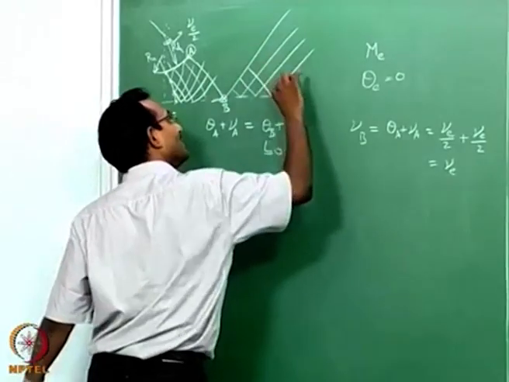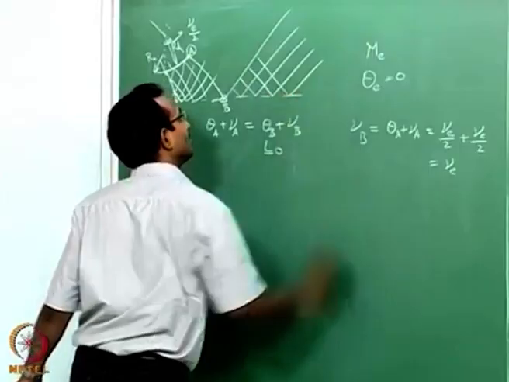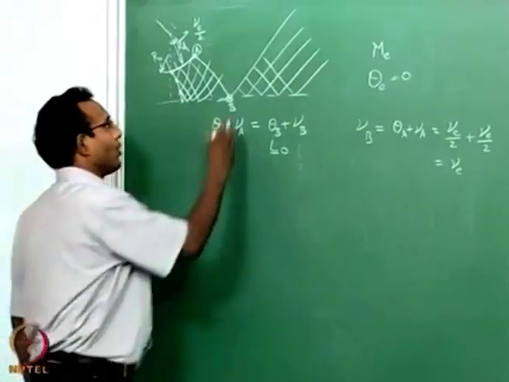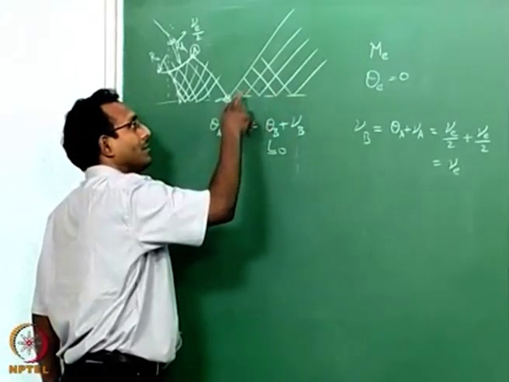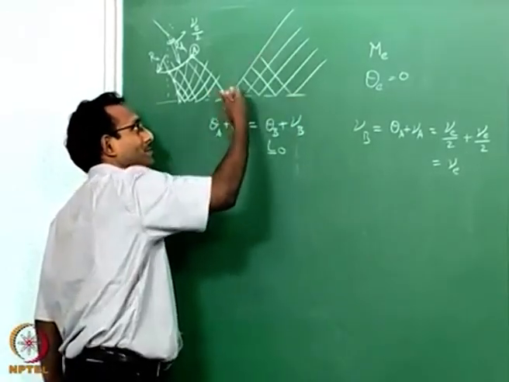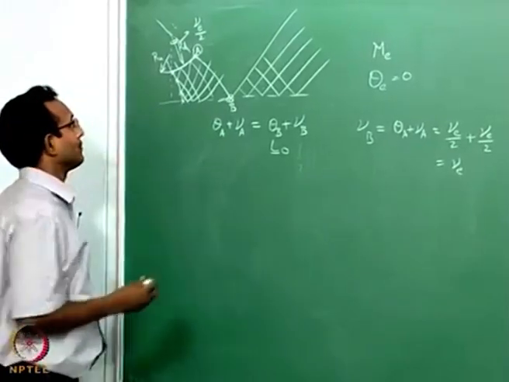I have not completed the full fabric yet. I will just leave it like this. They are all parallel lines, exactly same theta, theta equal to 0, and Mach number exactly same from this point on. That is what I get. I have achieved my objective.